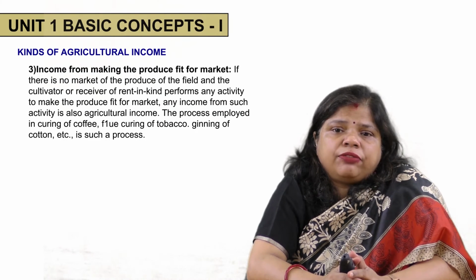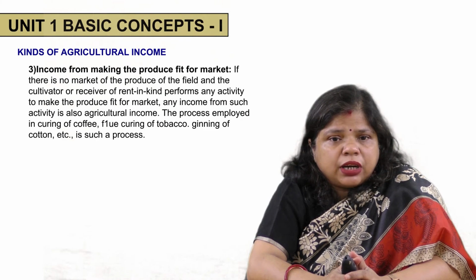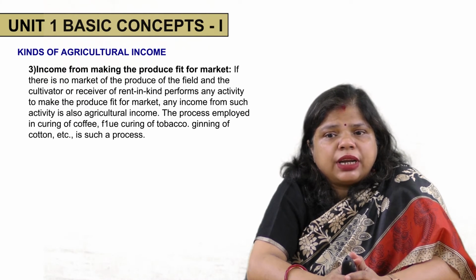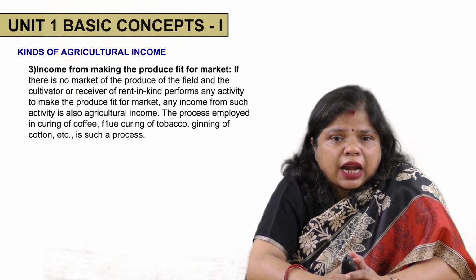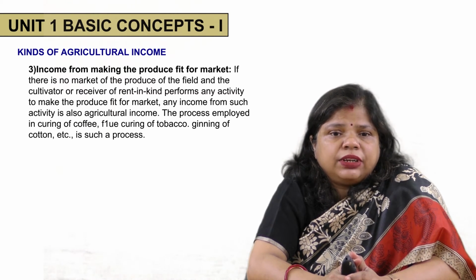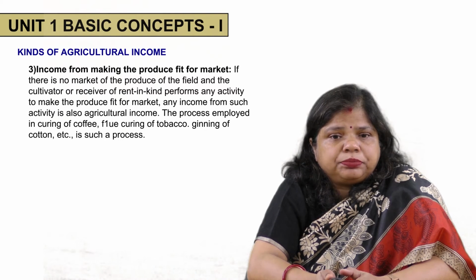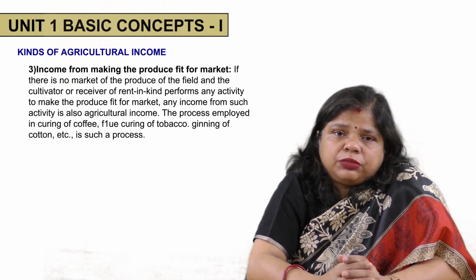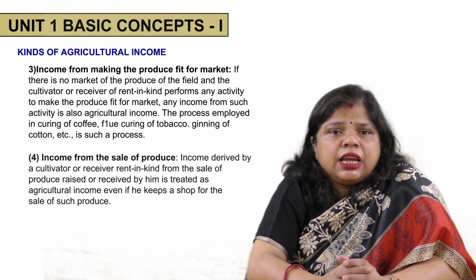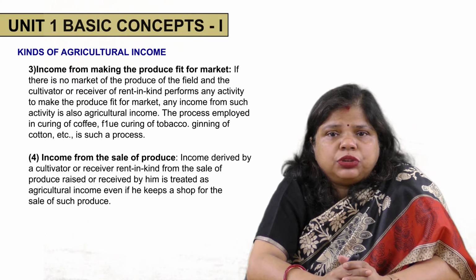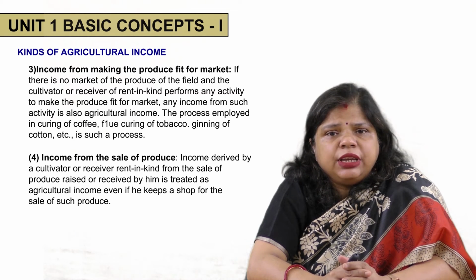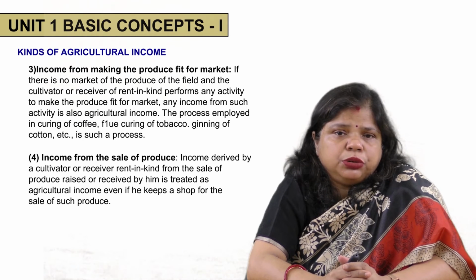Income from making the product fit for market. If there is no market for the produce of the field, and the cultivator or receiver of rent in kind performs any activity to make the produce fit for market, any income from such activity is also agricultural income. Income from sale of produce. Income derived by a cultivator or receiver of rent in kind from sale of produce raised or received by him is treated as agricultural income, even if he keeps a shop for sale of such produce.